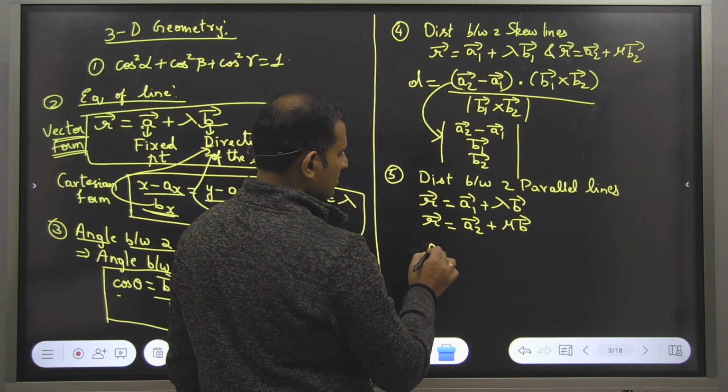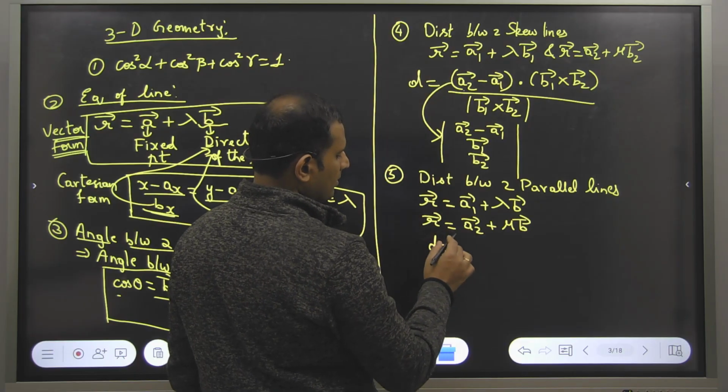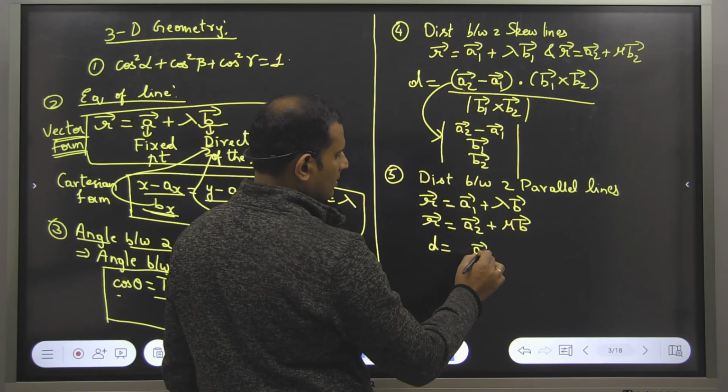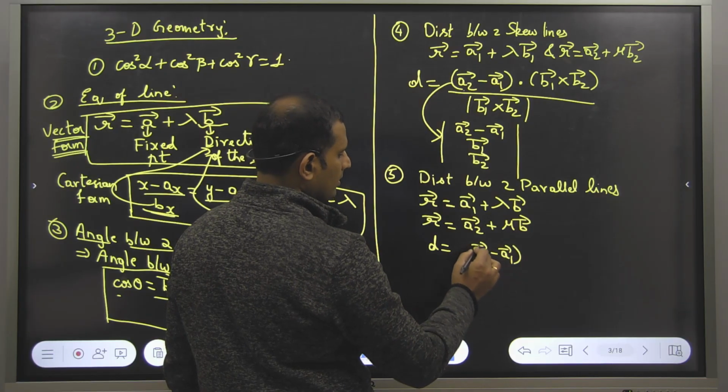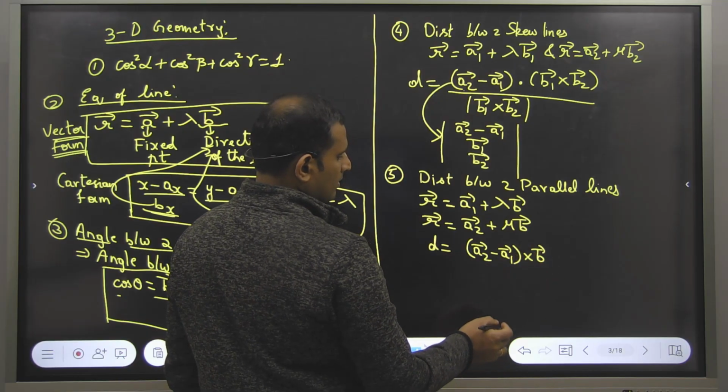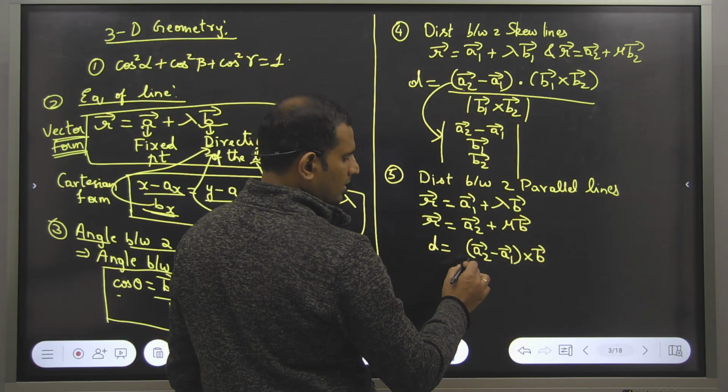Okay. So what is the distance between parallel lines? Does anyone remember the formula for this? Yes. A vector minus B1 vector, okay, into B vector, divided by determinant of B vector.